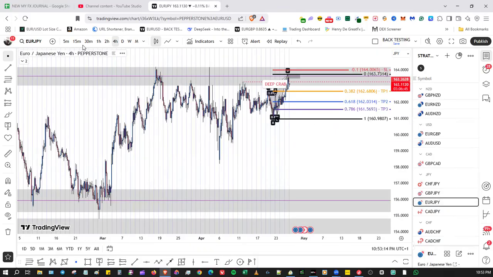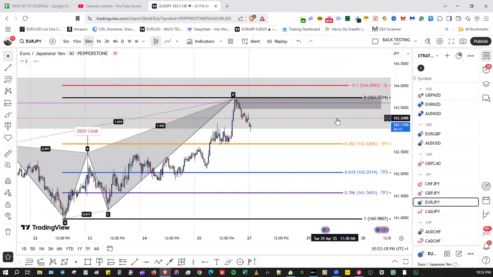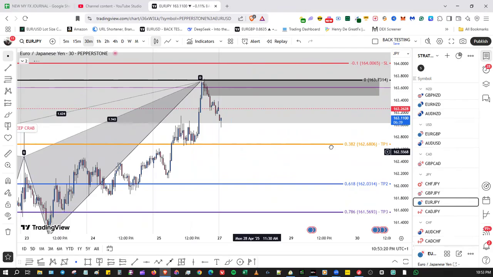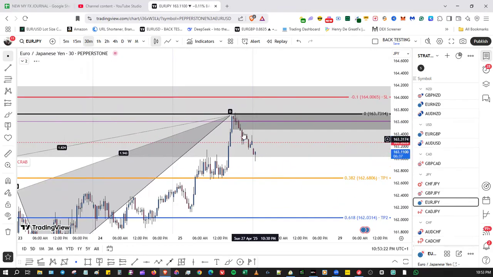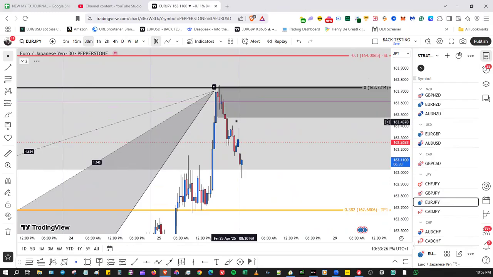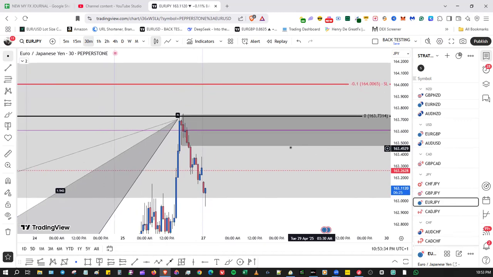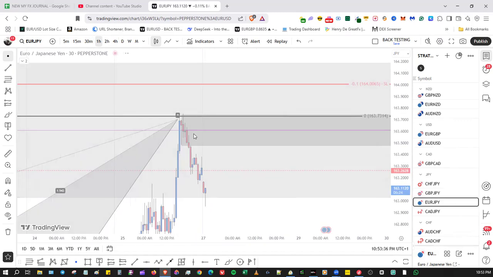Euro GBP, we have this setup on the lower time frame, but price has actually moved aggressively to the downside. If price can surge or push back into this level, you can look out for sell opportunity. This setup fails if price closes above 164.0065. Okay, so this is a good level to sell.